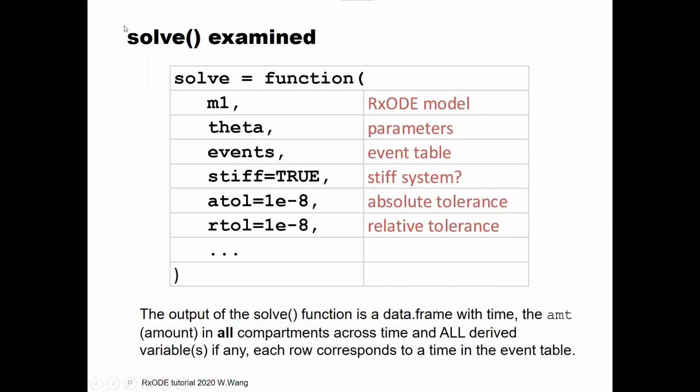The method solve is also pretty easy to use. What you want to do is specify that compiled RxODE object, and you tell solve what the input parameters are. Remember, it's a named vector. And also, what's your event table? The event table is the place where you specify your dosing information and your observation information.